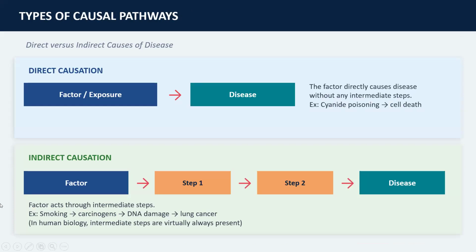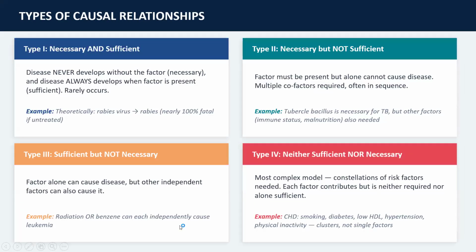Next are the direct and indirect causes of disease. Direct causation is when a factor or exposure results in disease. The factor directly causes disease without any intermediate step. For example, cyanide poisoning results in cell death. Indirect causation is when a factor results in step one, step two, and then disease occurs. So the factor acts through intermediate steps. For example, smoking carcinogens result in DNA damage and cause lung cancer. In human biology, intermediate steps are virtually always present.